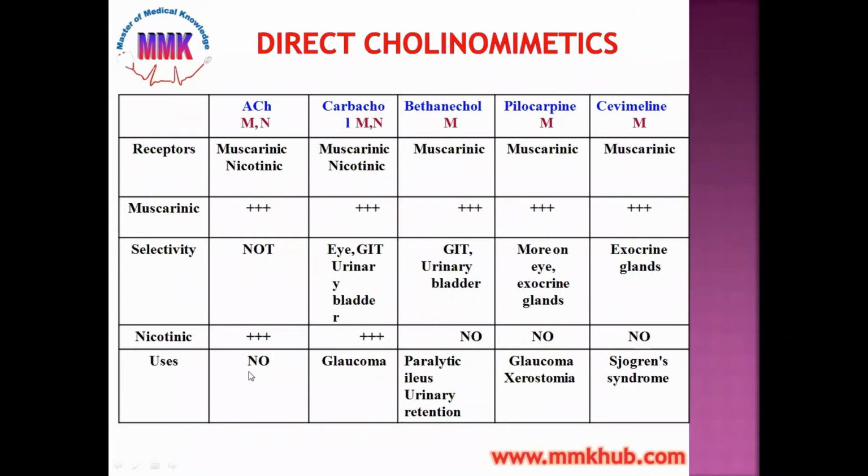Now uses. Acetylcholine has no use in the market, so basically it is not available. Carbachol and pilocarpine are used in glaucoma. Betanechol is used for paralytic ileus because it works in the GIT, and for urinary retention because it works in the urinary bladder. And pilocarpine and cevimeline are used for xerostomia. Xerostomia means dry mouth, and cevimeline is used for Sjogren's syndrome. In Sjogren's syndrome, we have dry mouth as well as dry eyes.